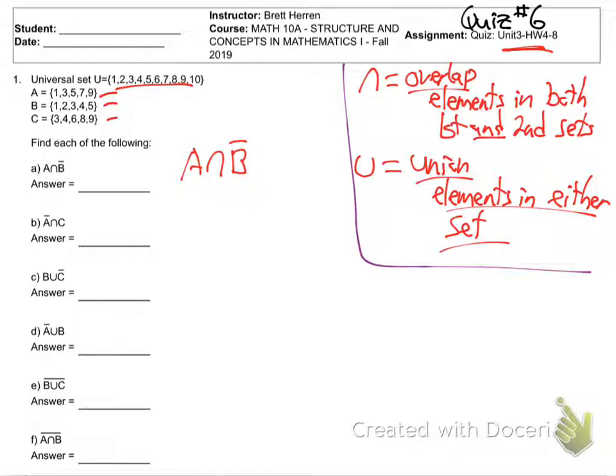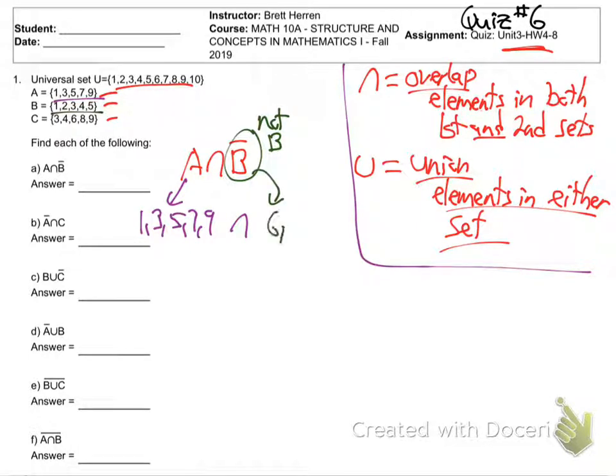So first off, let's just do A. Let's do this slowly. A is 1, 3, 5, 7, 9. Overlap with B. Now, what is B complement? This is not B, right? Opposite of B. Well, B is 1, 2, 3, 4, 5. So what's not B? 6, 7, 8, 9, 10, right? That's the opposite of B. If B is 1 through 5, then the opposite of B is 6 through 10.